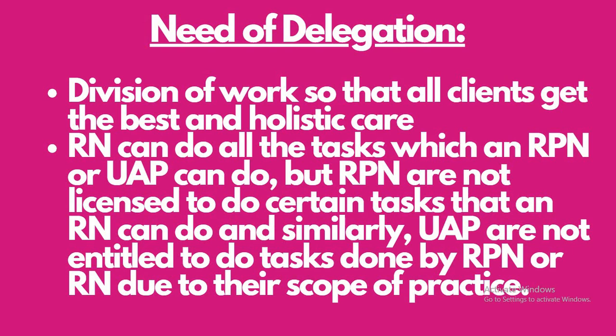The RNs can do all the tasks which an RPN can do or a UAP can do, right? But the RPNs are not licensed to do certain tasks which the RN can do. And similarly, UAPs are not entitled to do tasks that are done by the RPN or the RN due to their scope of practice, right? As we all know, if you have given the jurisprudence exam, you know that there is a different scope of practice for different categories, right? So we should know what exactly a person can and cannot do so that there is no legal action on that person for doing that task or if there is anything wrong in that task, right?